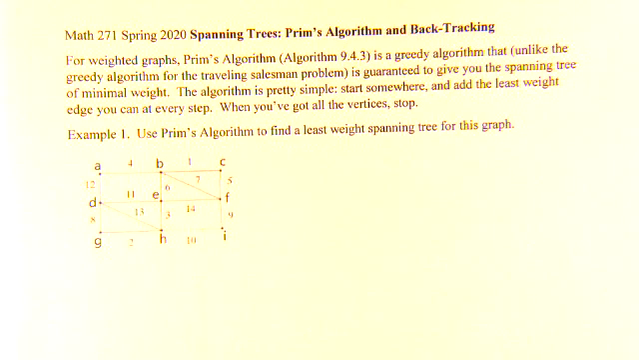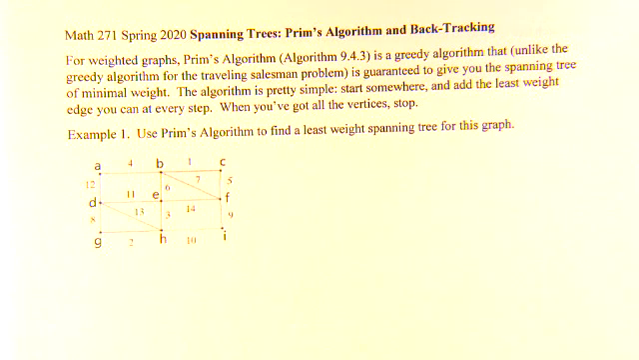Okay, so more on spanning trees, Prim's algorithm, and backtracking. If you have a weighted graph like this one, where every edge has a weight, Prim's algorithm, which is what the book calls algorithm 9.4.3, is what's called a greedy algorithm. And it is guaranteed to give you the spanning tree of minimum weight.